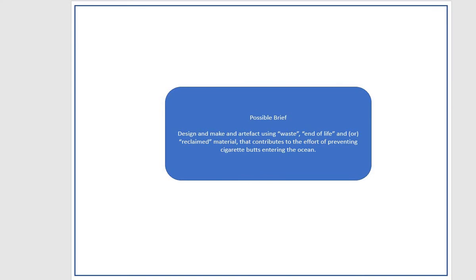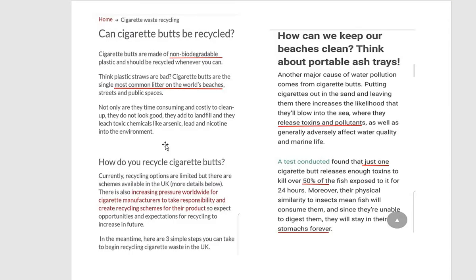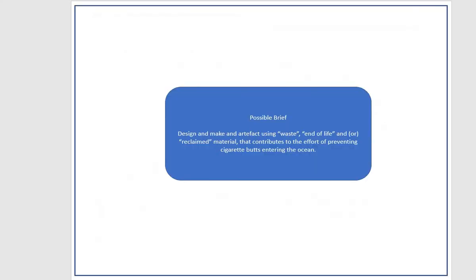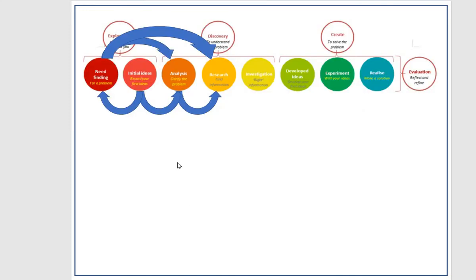Hang on, I've gone too far. Oh yeah. So there's some more information there, some more research I did, looking at the issues with cigarette butts. I came up with a possible brief: design and make an artifact using waste, end of life, and/or reclaimed material that contributes to the effort of preventing cigarette butts entering the ocean. So that's just a first initial draft of my brief. I think I might have to reword that or look at it again to suit my project a bit better.